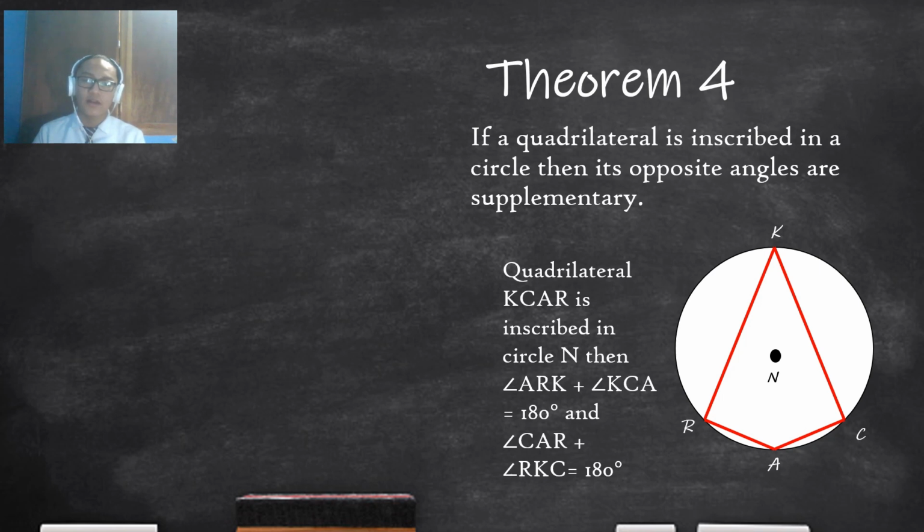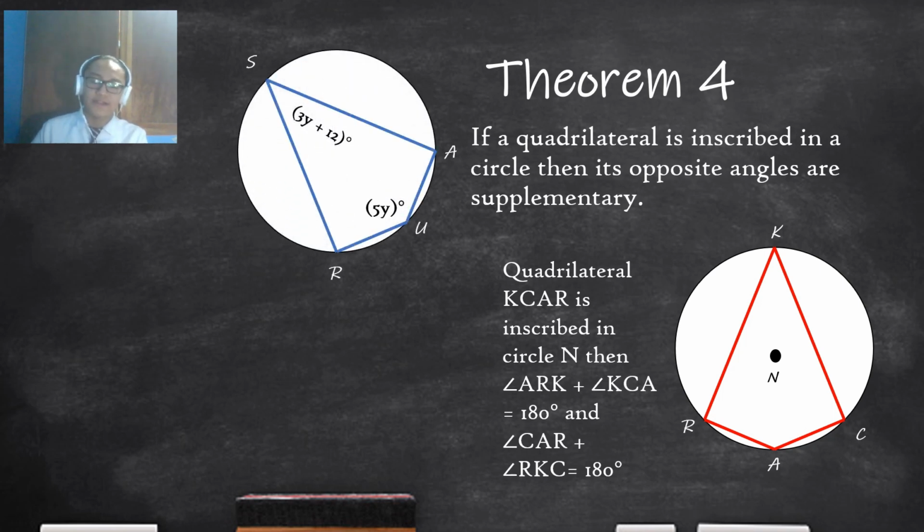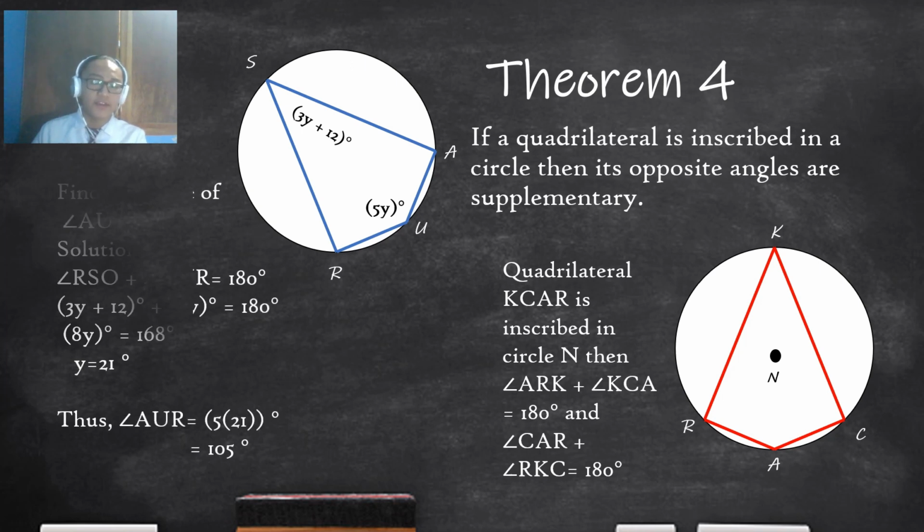So meaning here, if a quadrilateral is inscribed in a circle, then its opposite angles are supplementary. Well, that is exactly correct, as shown here in the example. They are supplementary here in the opposites. Next here is a problem that I will be explaining on how to solve. So here is a problem that we will be solving.